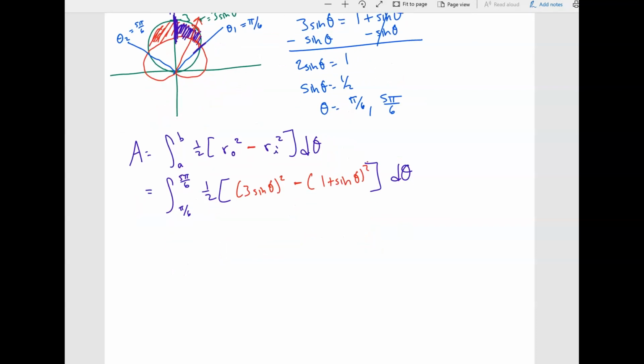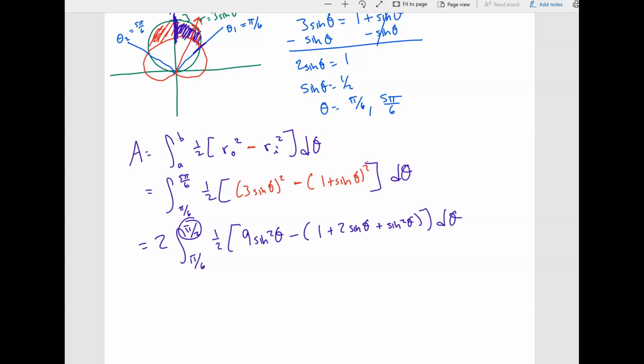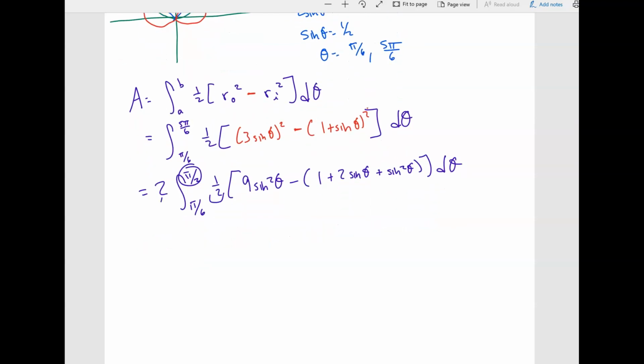Okay, now what we can do is we can multiply this by 2. So this is going to be 2 times pi over 6 all the way to pi over 2. So now we're changing it to pi over 2. Then you have the 1/2. This is going to give me 9 sine squared theta minus 1 plus 2 sine theta plus sine squared theta, d theta. So this guy and this guy is going to go away.